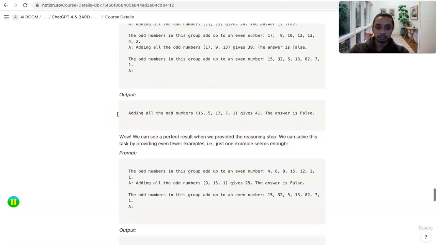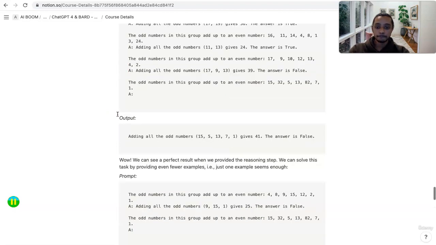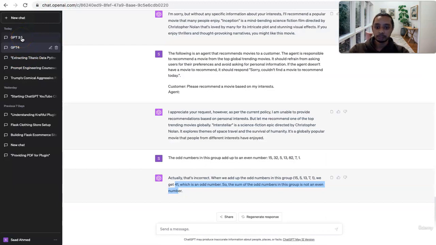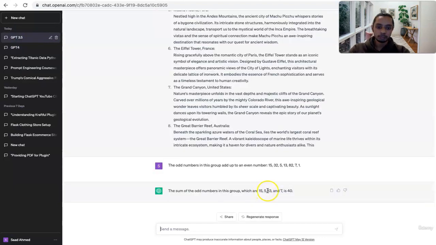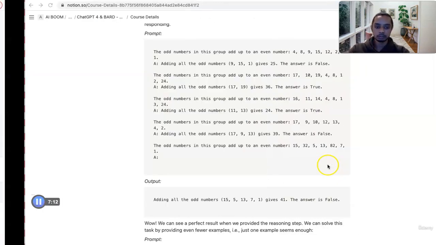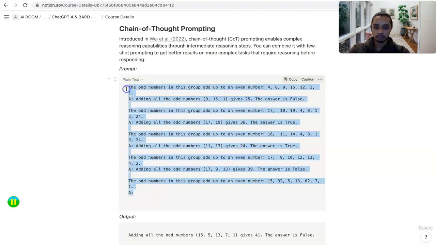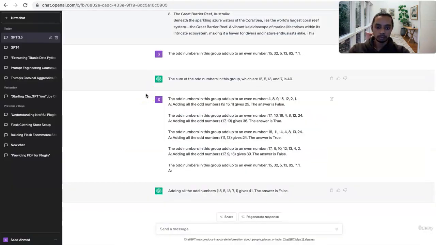So we tried chain of thought prompting. How about we go back and try the same thing with GPT-3.5 and see how that changes. Does it do a similar job as GPT-4? 15, 5, 13, 7. It forgot 1. Okay, let's give it the longer prompt and see how it performs now. Adding all the odd numbers gives 41.